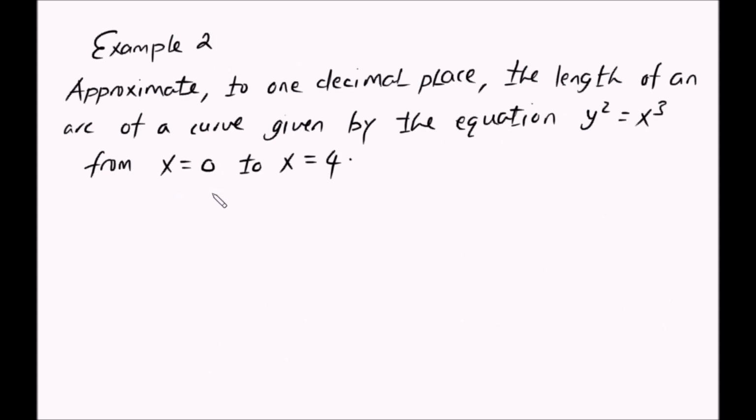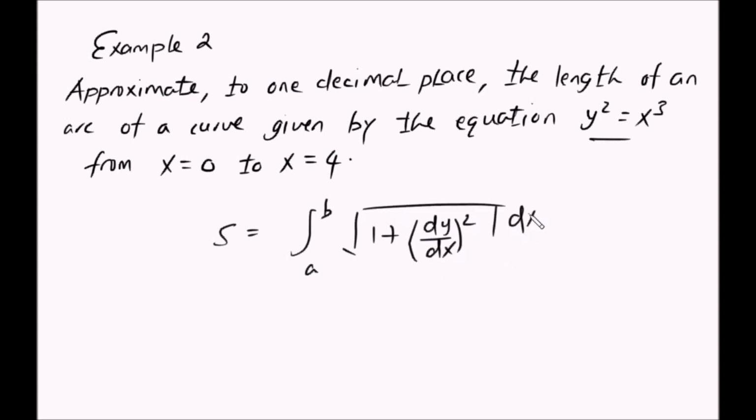This is example 2. Example 2 says approximate to one decimal place the length of an arc of a curve given by this equation y squared is equal to x power 3 from x equals to 0 to x equals to 4. So again our formula is this, integrate from a to b the square root of 1 plus the square of dy dx with respect to x. So the curve begins from x equals to 0, meaning a is 0, and then that's x equals to 4, meaning b is 4.